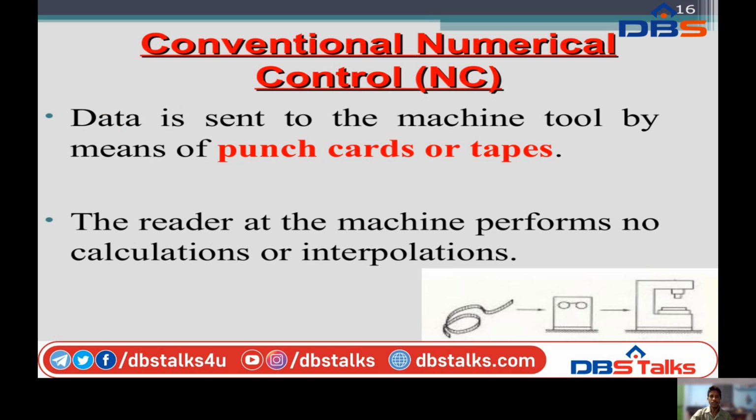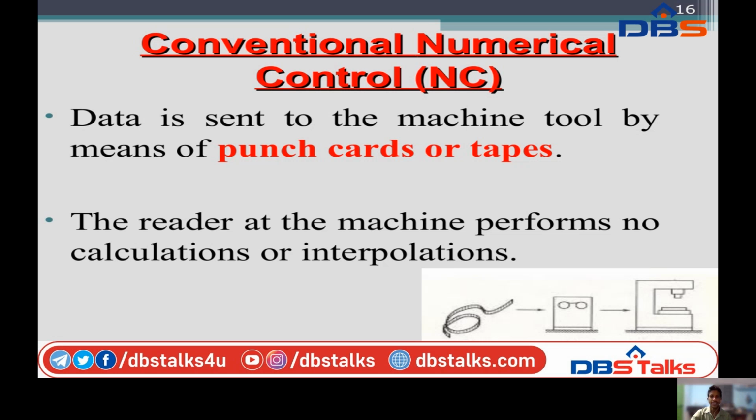Coming to the first one, conventional numerical control. In this, data is sent to the machine tool by means of punch cards or tapes. That means here we are giving the data, the NC codes, by using punch cards or tapes. The reader at the machine performs no calculations or interpolations here. It is the conventional type numerical controller. The NC codes are input given to the machine control unit in the form of punch cards or tapes.